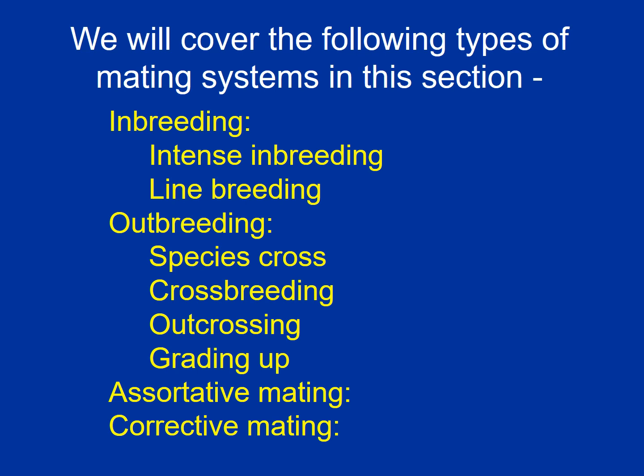So we're going to cover the following types of mating systems in this section. Basically inbreeding, intense inbreeding, and line breeding, which is also inbreeding, but the purpose is a little bit different. With line breeding, generally we want to concentrate the genes of an outstanding individual while still keeping inbreeding relatively low.